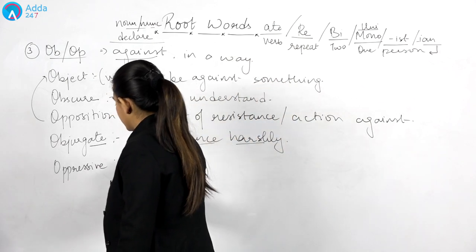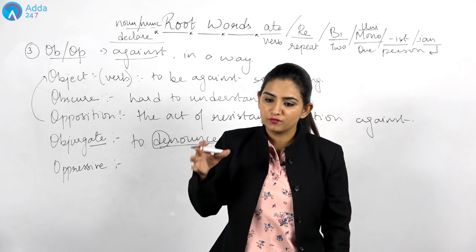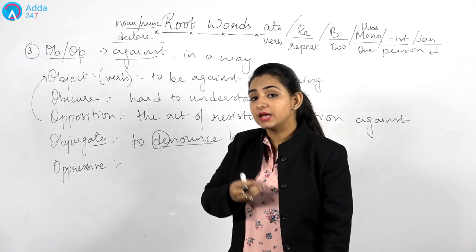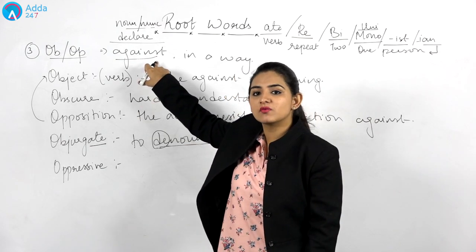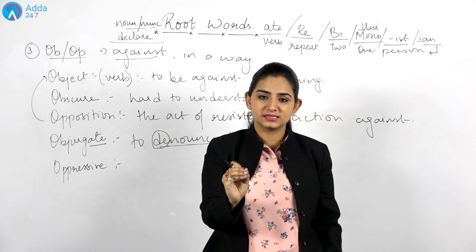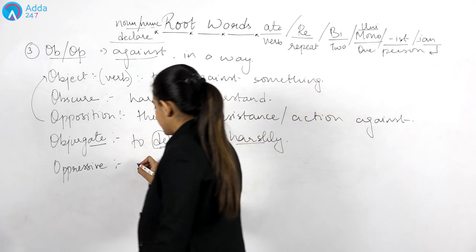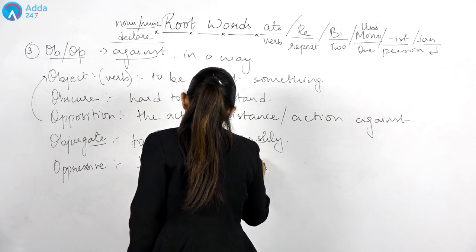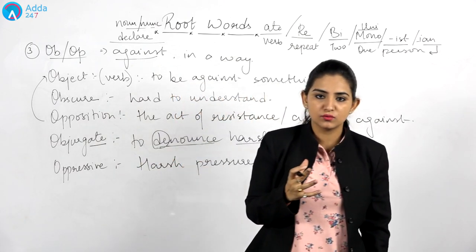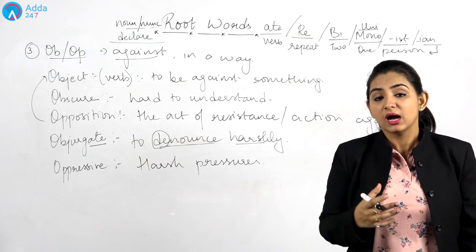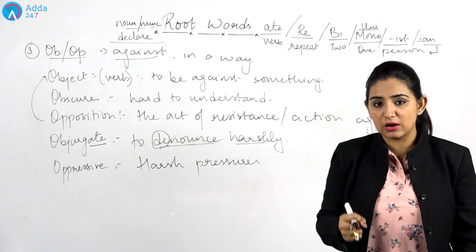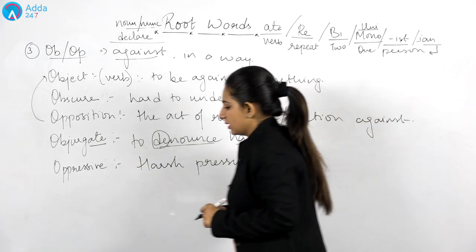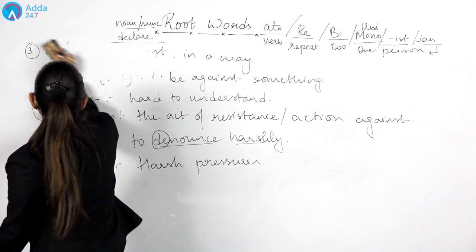Then we say oppressive. Oppression is something related to forcefulness. If somebody does not want to do it, and somebody does it against his or her will, that is what we mean by oppressive or oppression, right? So oppressive means harsh pressures. Coercion. You understand the meaning of coercion? Forcefulness. Asking somebody to do something by forcing him or her, that is what we mean by oppression or coercion.